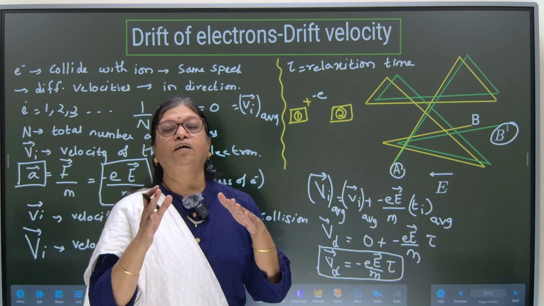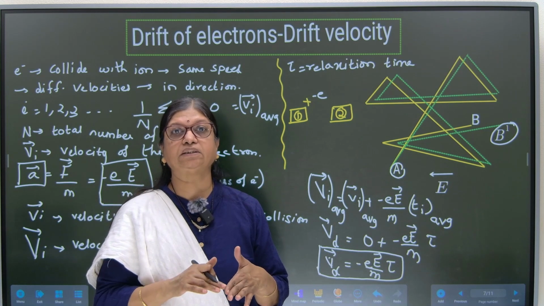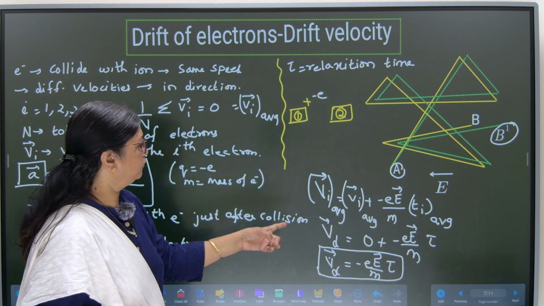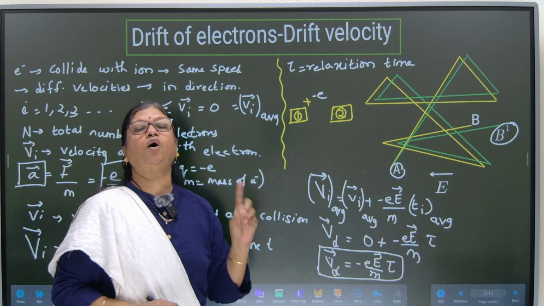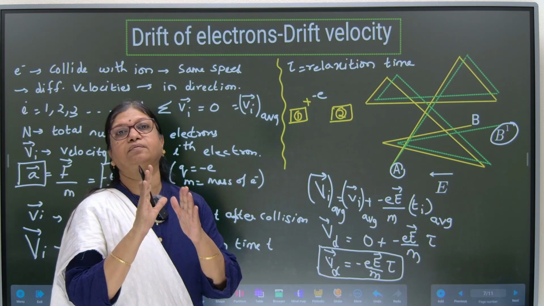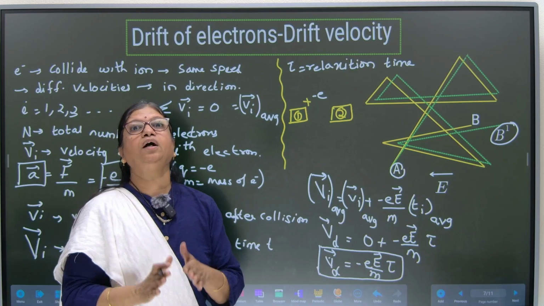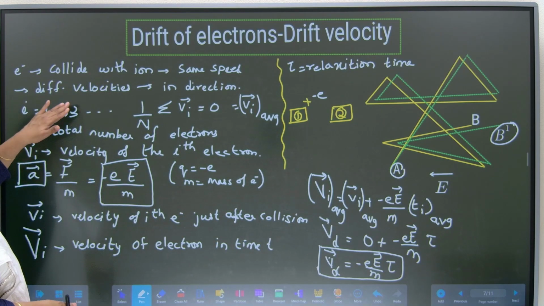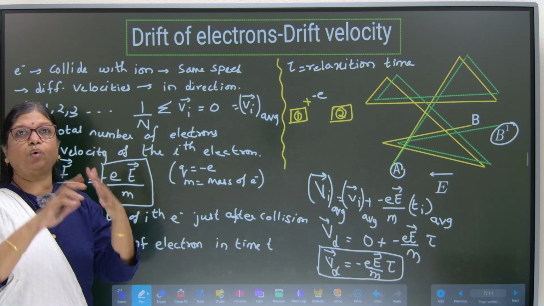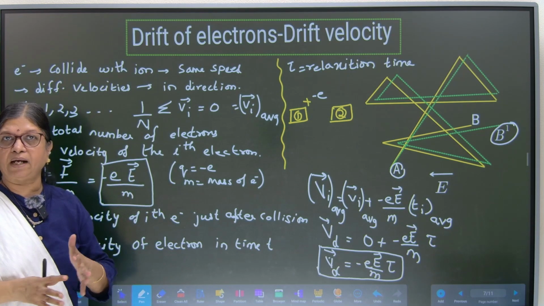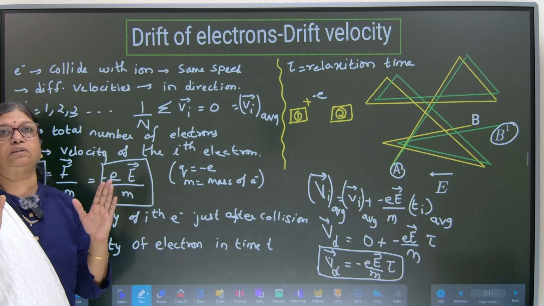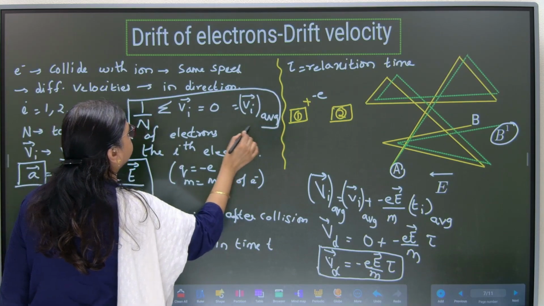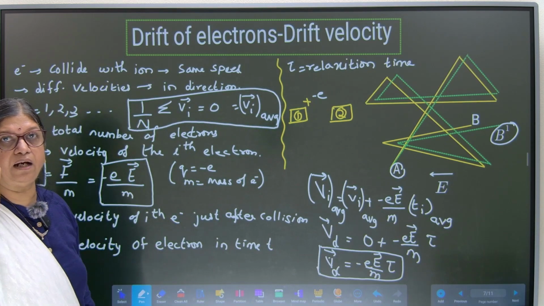So, Vd is the drift velocity of the electrons, which is an average of the velocity of each electron at the time t. Fine. So, in short, let us go through this explanation where we said the electrons collide with ions and move in random directions after the collision such that their average velocity is 0 because the directions are random.